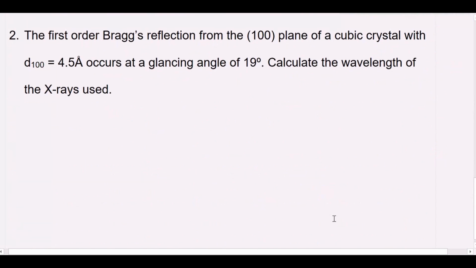Now we'll move on to another question. The first order Bragg's reflection from the 100 plane of a cubic crystal with d100 equals 4.5 angstrom occurs at a glancing angle of 19 degree. Calculate the wavelength of the X-rays used. Here you have to find out the wavelength lambda of the X-rays. First let's write down the Bragg's equation: n lambda equals 2d sine theta. So lambda will be equal to 2d sine theta divided by n.